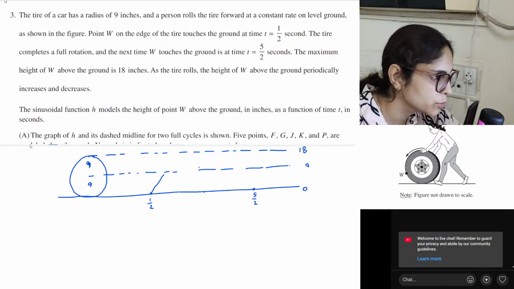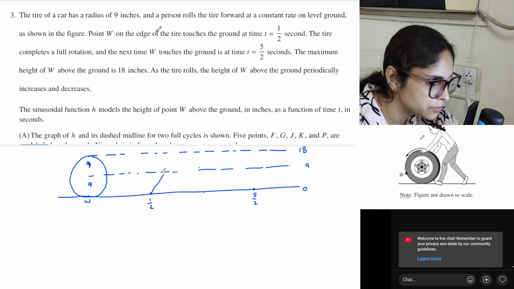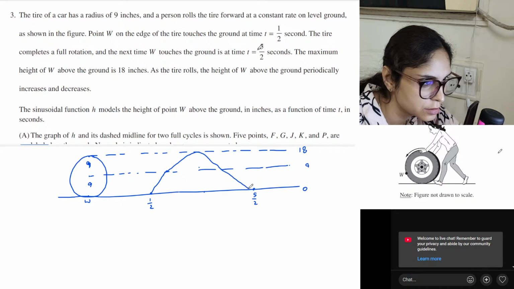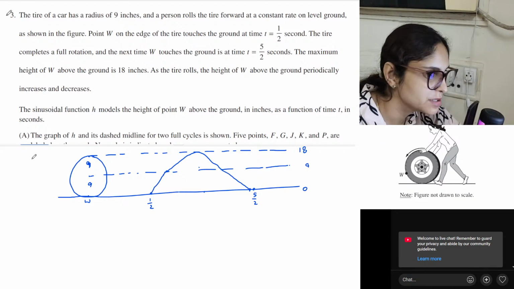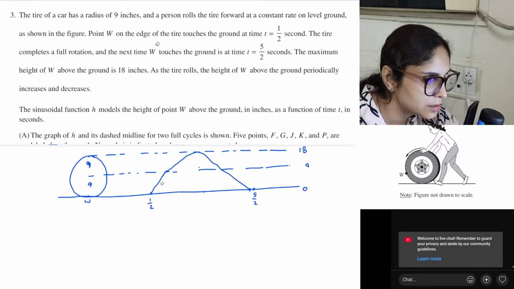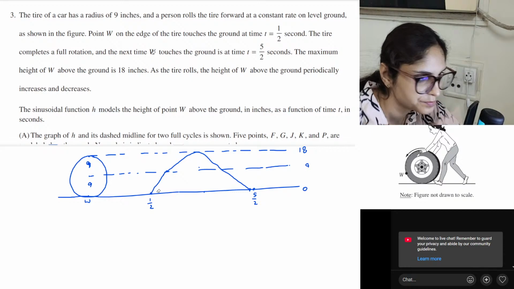Okay, let's see what is going to happen. At t equals 1/2, it is over here. At some point, it will reach here. And then at some point, it will reach here. Some point, it will reach here again at 9. And then it will reach the ground again. So I will make this 5/2. And so the graph is looking like this.